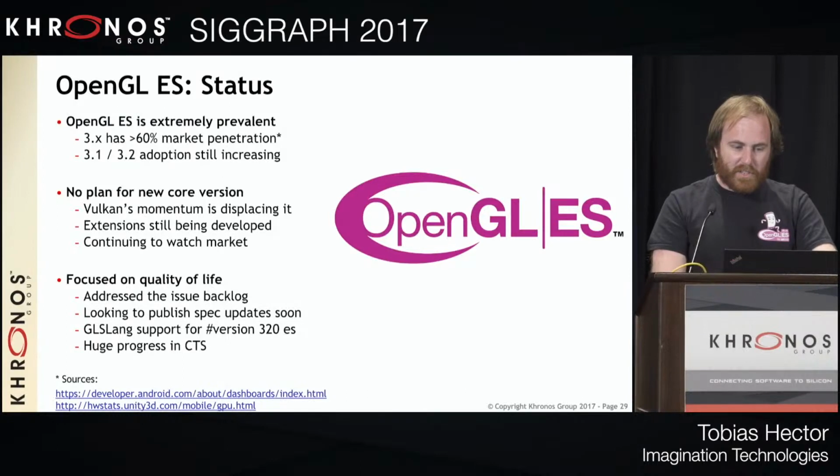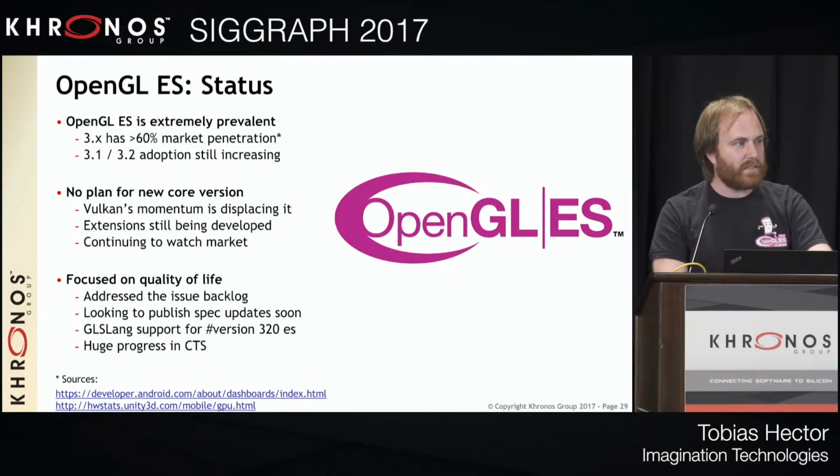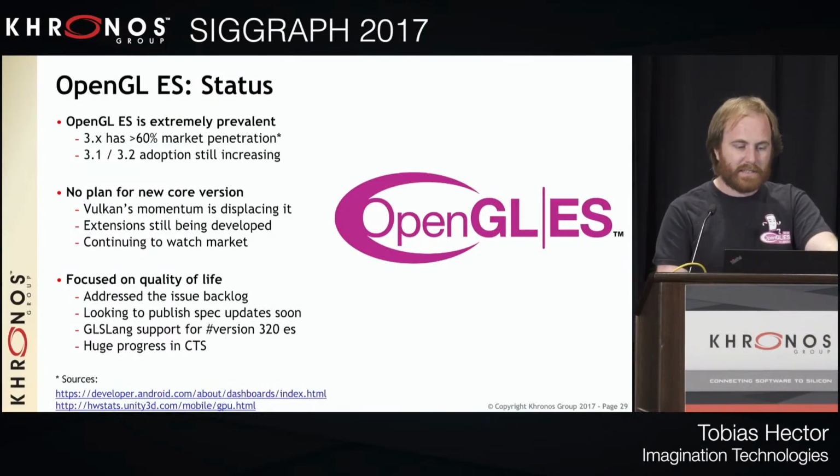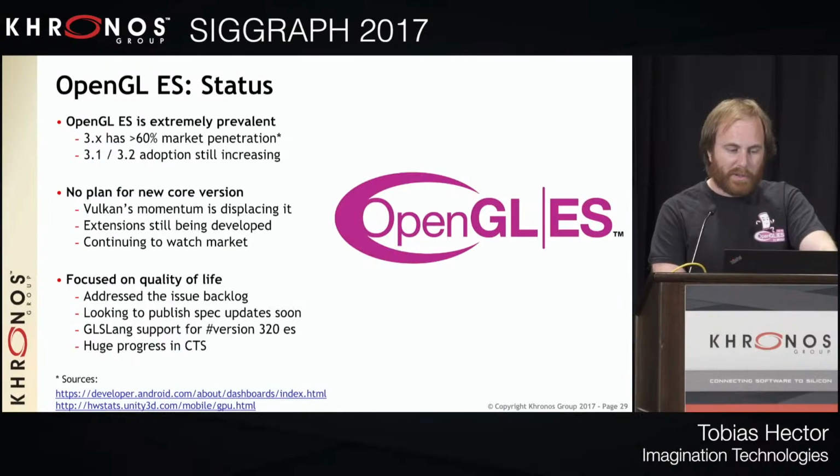So, stats of OpenGL ES, it's very prevalent these days. ES2 is basically everywhere. There's something like 1.5 billion devices out there, and they all support OpenGL ES 2. 3.x versions of ES are now at about 60% market penetration. I've got that from the Android stats and from Unity's hardware statistics as well. 3.1, 3.2, kind of hard to read from those statistics, but it's there and it's increasing.